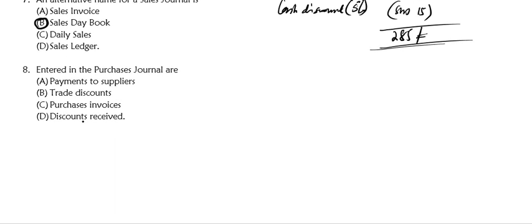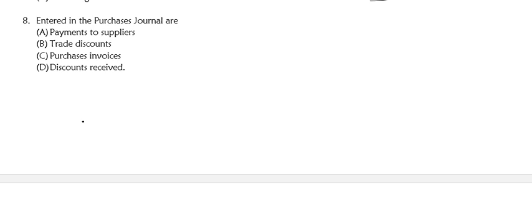Entered in the purchases journal are payment to suppliers, trade discounts, purchases invoice, discounts received. What is a purchases journal? A purchases journal is a book of prime entry that records credit purchases. So when we look at all the options, it is the purchases invoice that will be entered in the purchases journal, because the purchase invoice will be received if goods were purchased on credit, and the purchases journal records credit purchases.